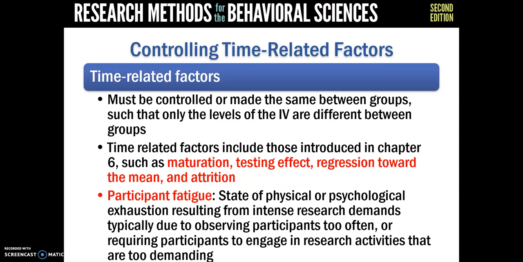Something to keep in mind for these studies is you're going to have the testing effect and maturation. The longer you're doing it, people could become more mature. Testing effects: if you keep testing them with the same test over and over again, they may improve their score because they get used to the test. Regression toward the mean, hopefully you remember this from chapter 6: they score really well at first, and then the more you test them, they go back down to the average.